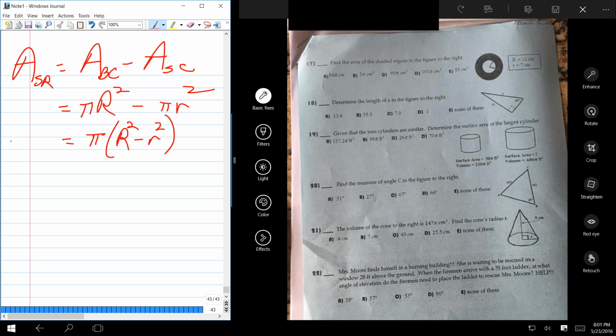Okay, so that's the area of the shaded region. Substitute the two r's they give you, and you have the area of the annulus. Believe it or not, there's a geometry word that describes that. It's like a donut. Looks like a donut, yeah.